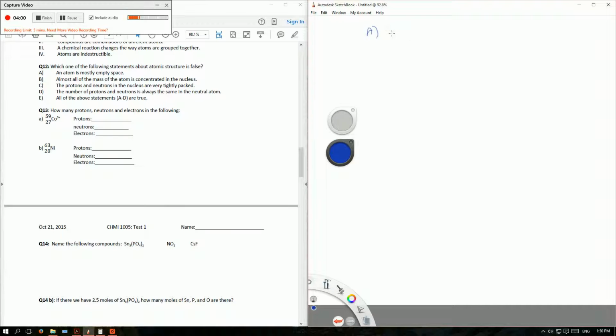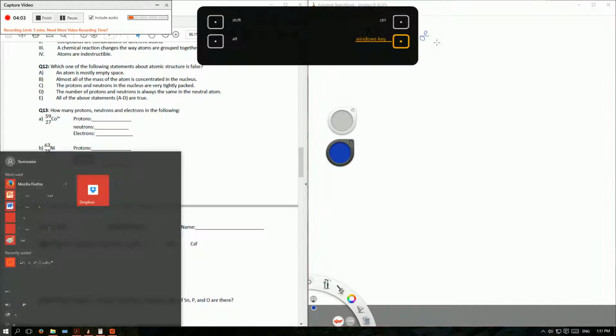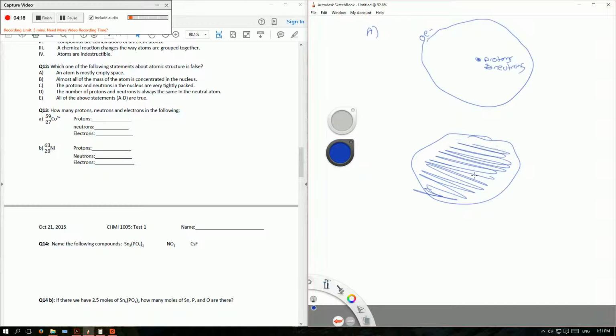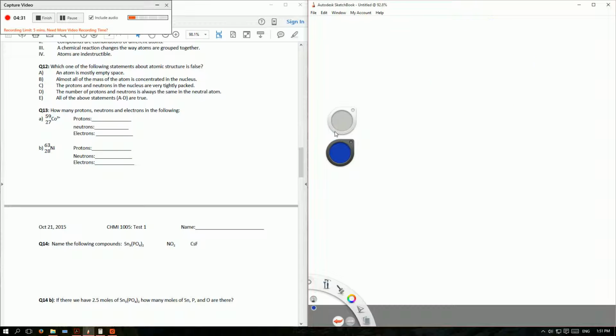So A, atom is mostly empty space. Remember, you have your electron floating around, and your protons and neutrons are in here. When you look at it, it just looks like a big sphere, right? So remember, it's just this electron density cloud. So it's kind of big, but really your electrons are just tiny, your protons are tiny, and everything around it, like any kind of matter, like a desk or anything, is mostly empty space once you get down to an atomic level.